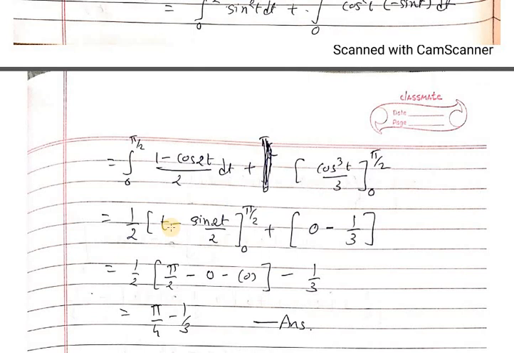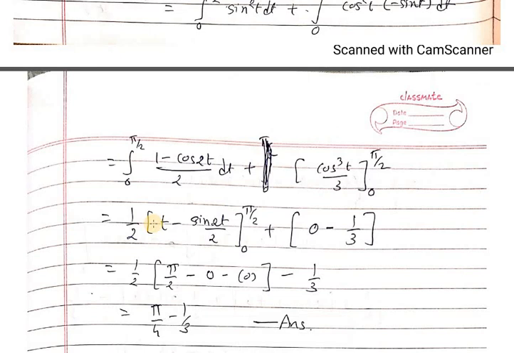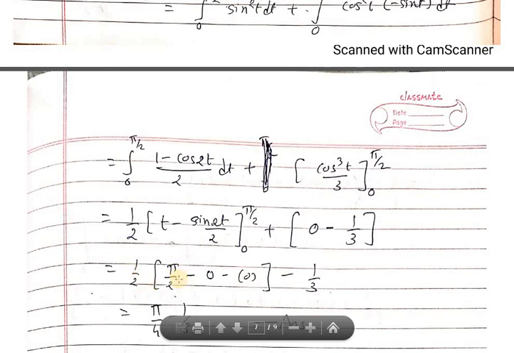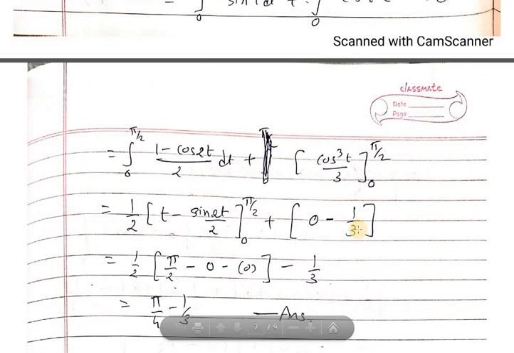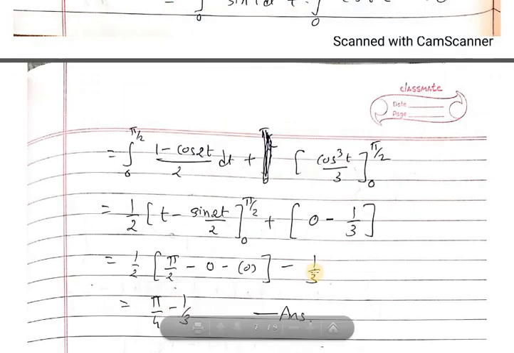Now here put the limit. So t is equal to pi by 2. So pi by 2 minus sin 2 pi by 2, that means sin pi, but sin pi has a value 0. Minus, if you are going to substitute 0, then t will be 0, sin 0 will be 0, so the lower limit has a value 0. So 1 by 2 into pi by 2 will be pi by 4 minus 1 by 3. So this is your final answer. Final answer: pi by 4 minus 1 by 3.